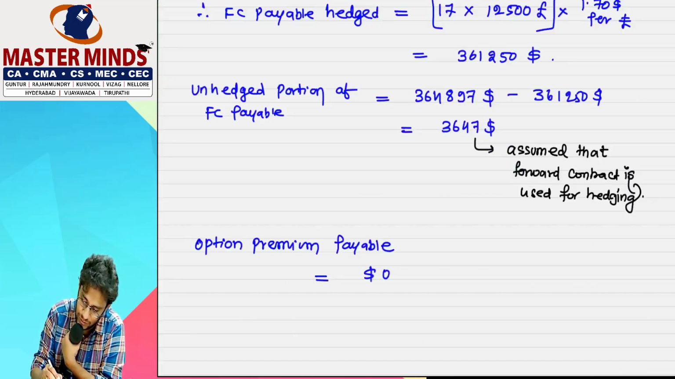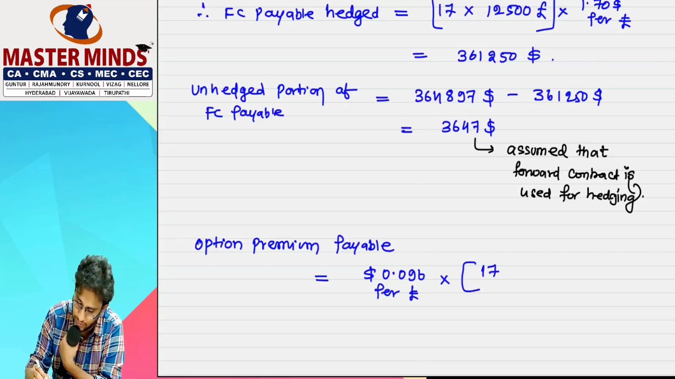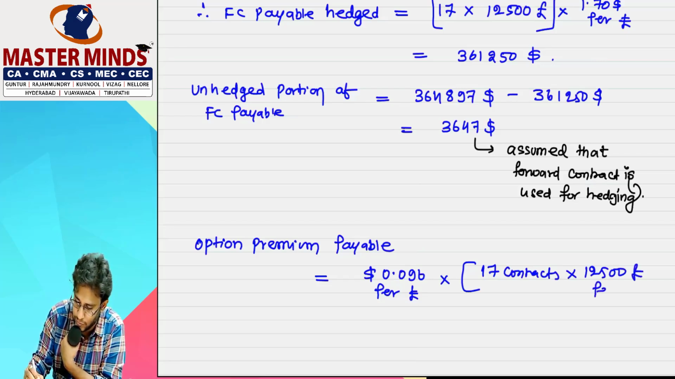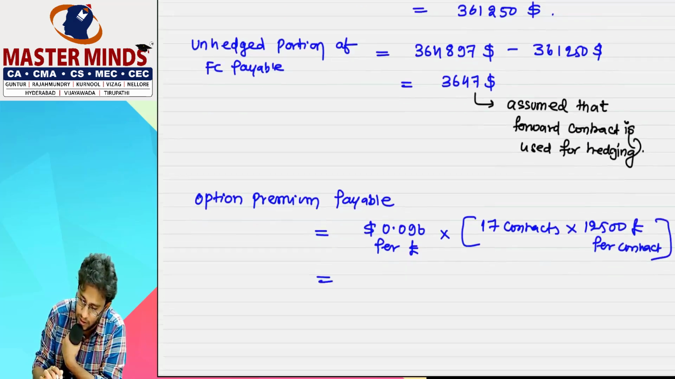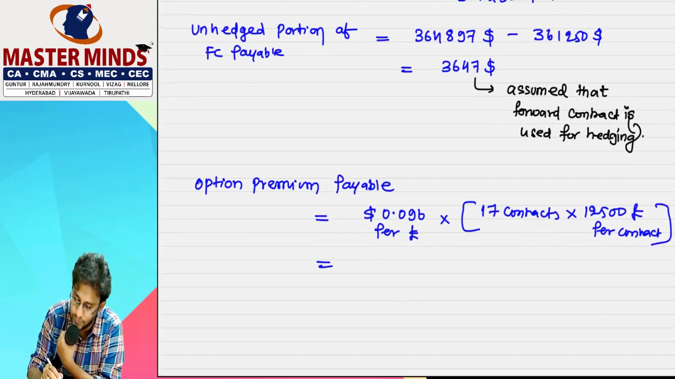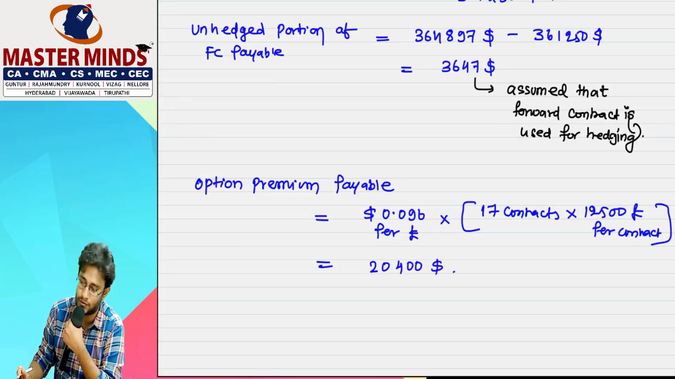So $0.096 per pound into how many contracts are you picking? 17 contracts. Into each contract, 12,500 pounds per contract. Contract will die, pound will die. Answer will be in dollars. $20,400.